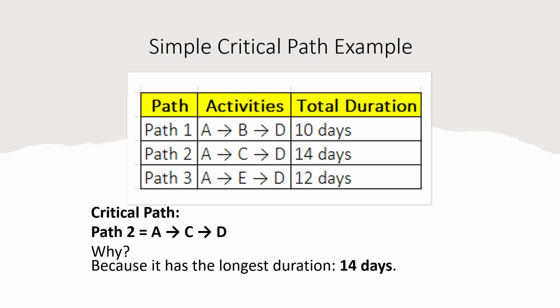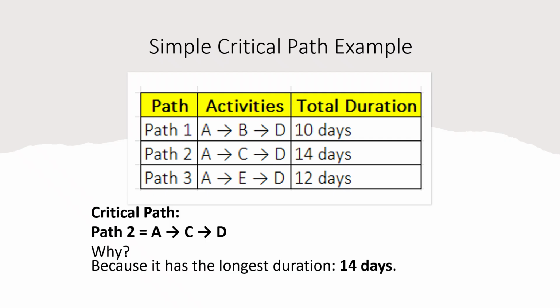In this example, there are three possible paths. Path 1 is A to B to D with a total duration of 10 days. Path 2 is A to C to D with a total duration of 14 days. Path 3 is A to E to D with a total duration of 12 days.